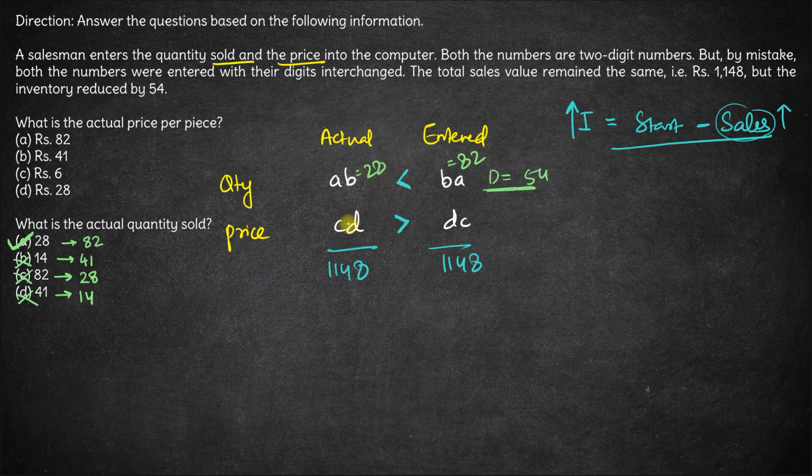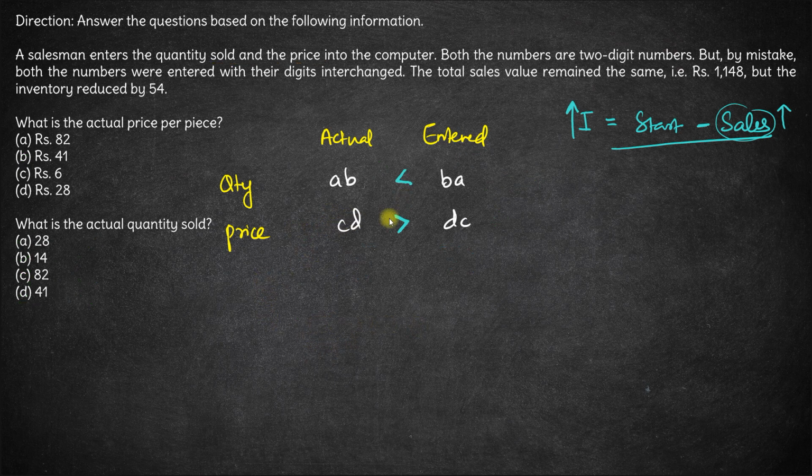And now if this is 28, what would be the actual price? We know 28 into price is 1148, so the actual price will be 1148 divided by 28. This comes out to be 41. Hence the actual price of the item is 41 and the entered price must be 14 rupees. Correct? So the answer for the second question is 28, which is pretty straightforward. And what is the first question? What is the actual price per piece? The actual price per piece is option B, 41. Right? So this is one way of solving this question, by looking at the questions and checking the options.